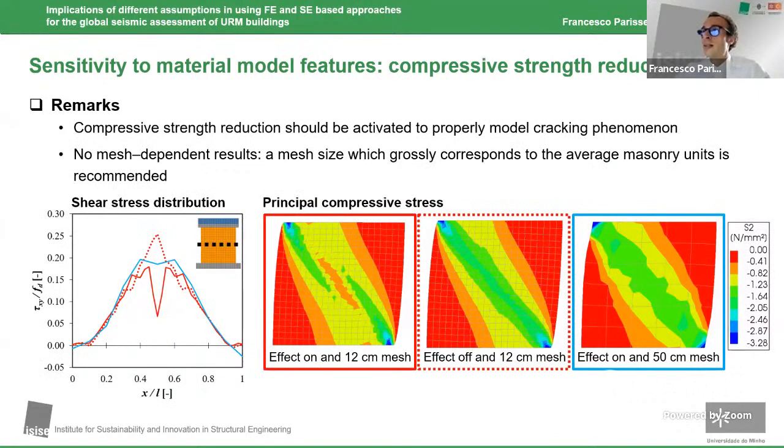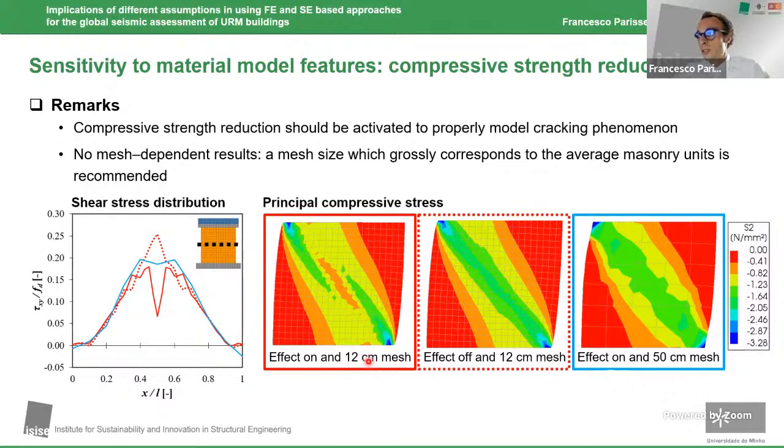While regarding the sensitivity to the compressive strength reduction effect, we noticed that we have to activate the compressive strength reduction to model properly the cracking phenomenon. Indeed, if we plot the shear stress distribution at the mid-pier, we can see that only the first model with this effect activated and also with a proper mesh size, we can get a shear drop in correspondence of the crack. And so also the development of two different compressive struts in our model.